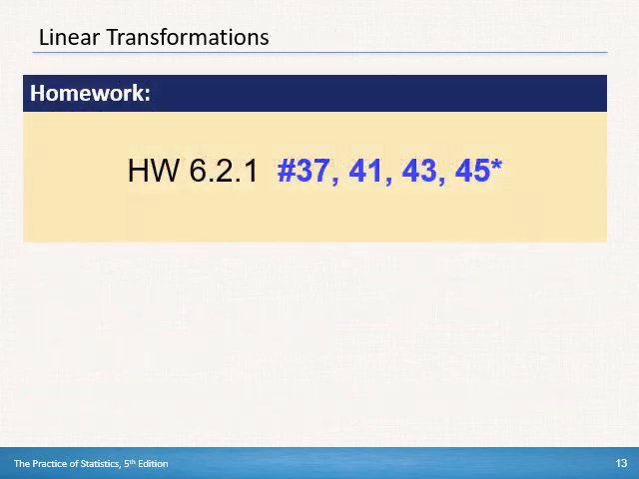All right, so this is your homework. You probably guessed what the asterisk means here on 45. That means that number 45 is a 3-step problem. Make sure that you're doing that as a 3-stepper.